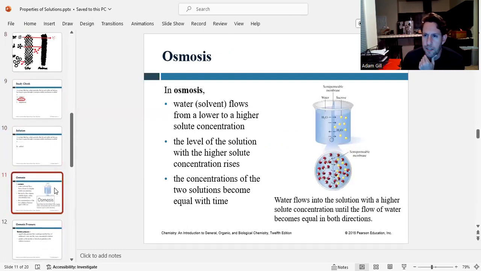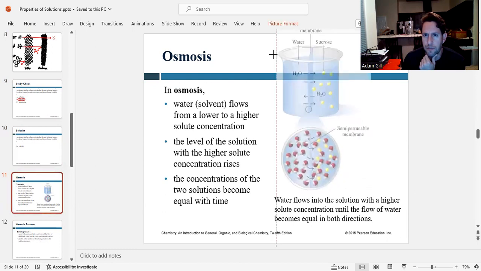All right. So the next topic we're going to talk about is osmosis. So osmosis is this unique property where water molecules move across a semi-permeable membrane from a region of low solute concentration to a region of high solute concentration.